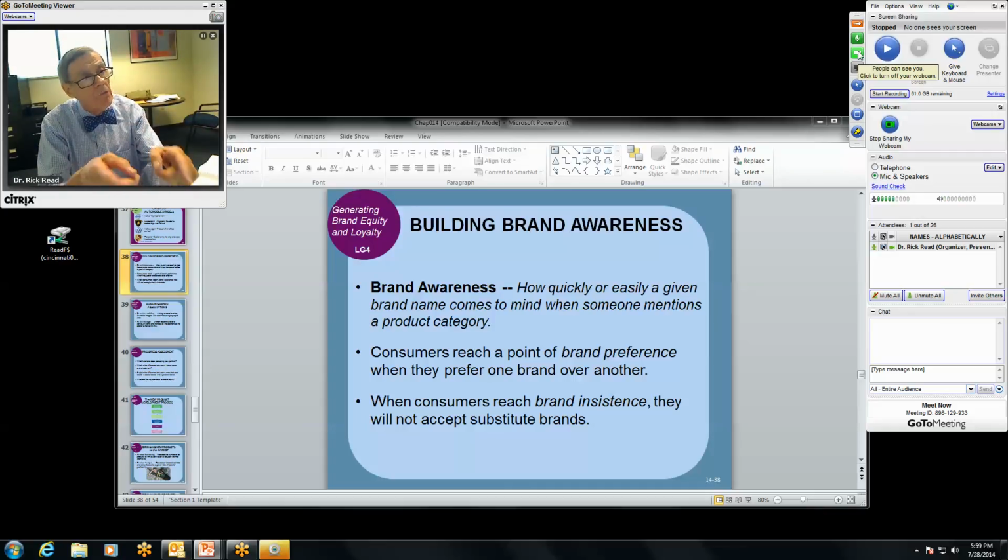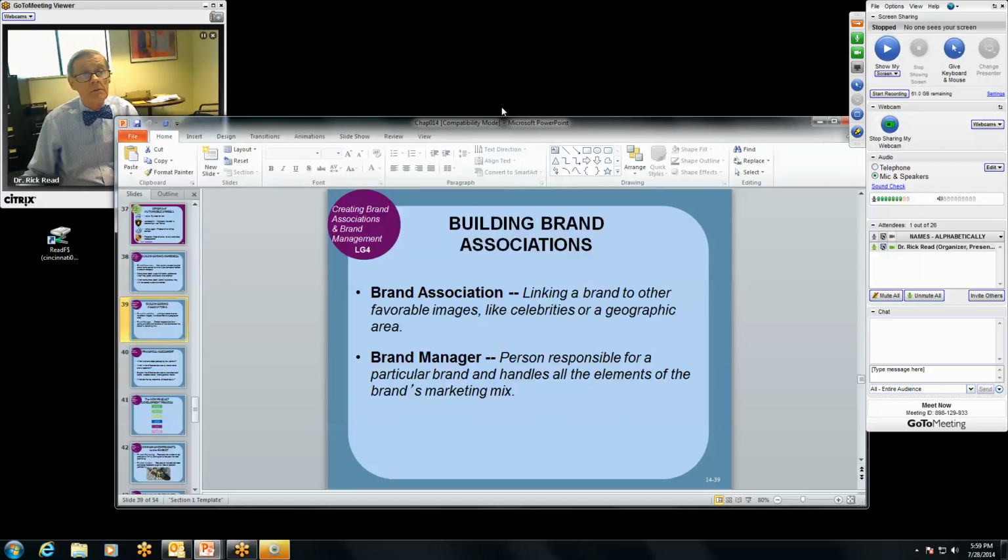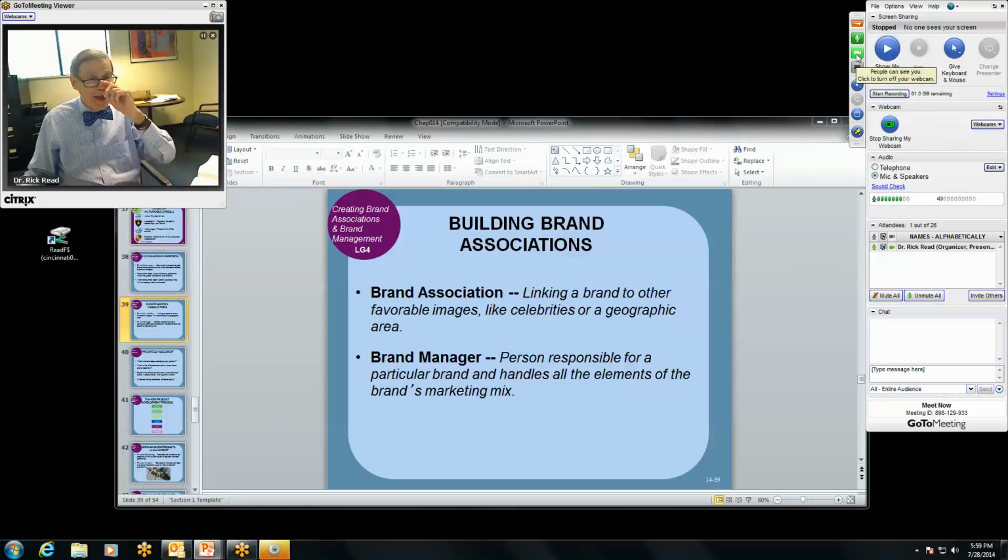Now, when you get the brand insistence, that means there are no substitutes. I won't take a substitute. So brand preference, I want this brand as opposed to that brand. I most often want this brand. I may take this brand, but I really don't want it. But when I get the brand insistence, it's only this brand I want. You cannot give me another brand. Well, you can give it to me. I don't want it.